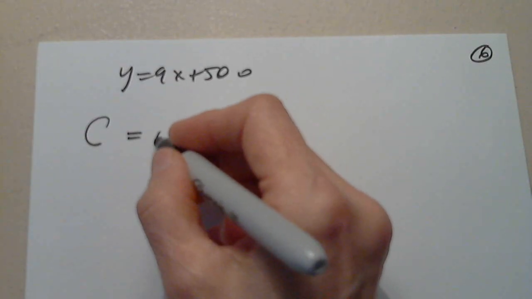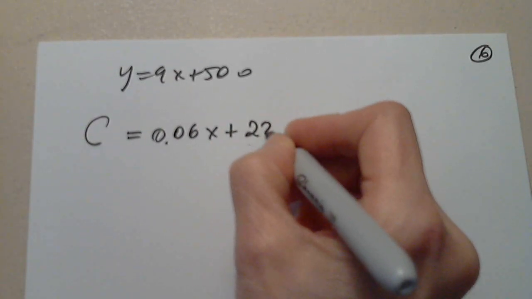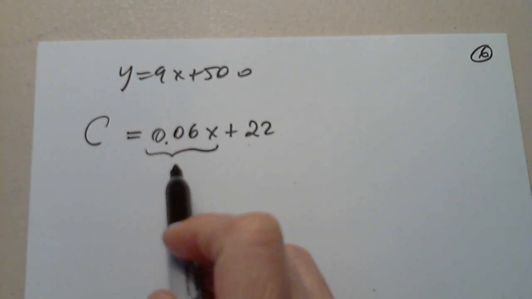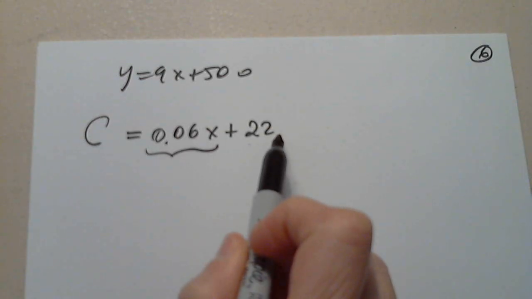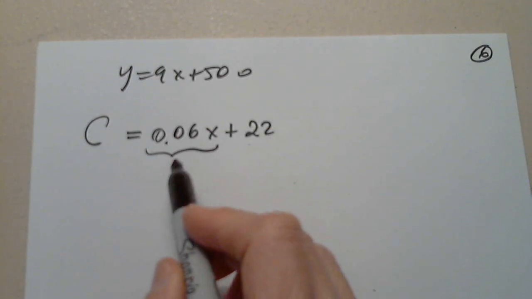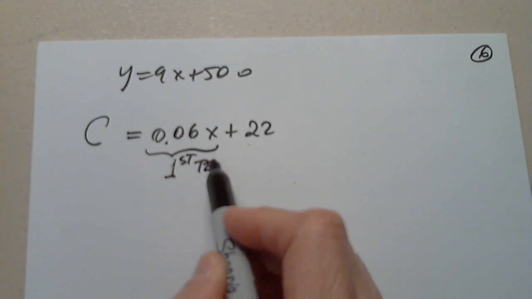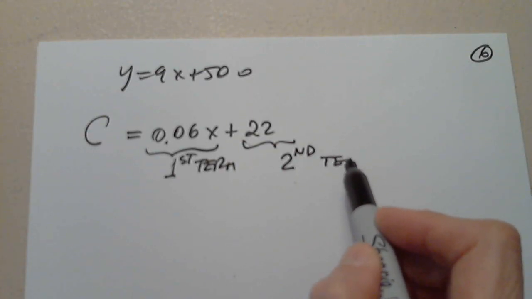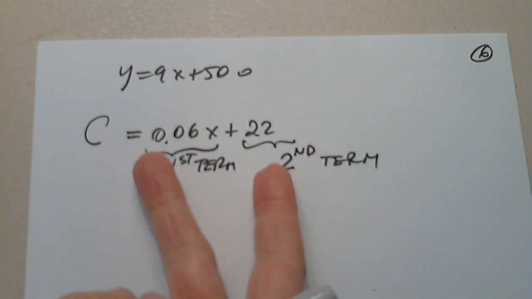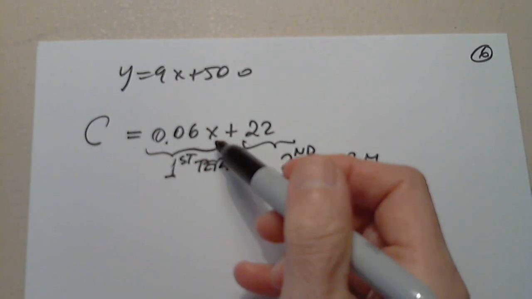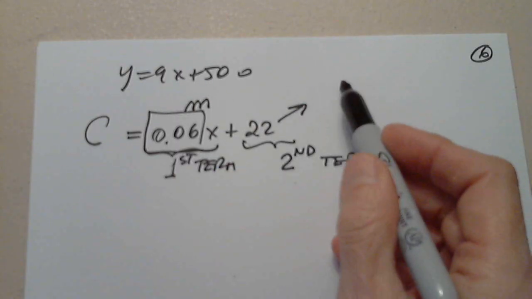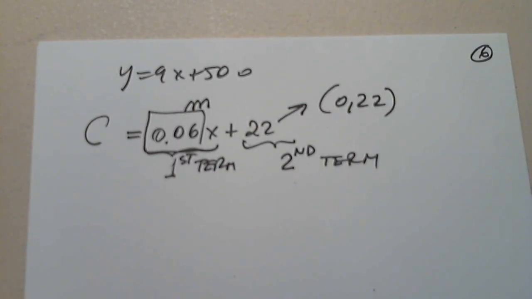0.06x plus 22. This is excellent because this should always be first. So in descending order of the powers of the variable, as we discussed a long time ago, this should always be the first term. The free term should always be the second term, always. Is it a mistake to write it the other way? No, it's not. But if you want to identify the slope, then you have to have it in the correct order. If you want to identify the y-intercept, you should have it in the correct order. So this is the formula for the cost.